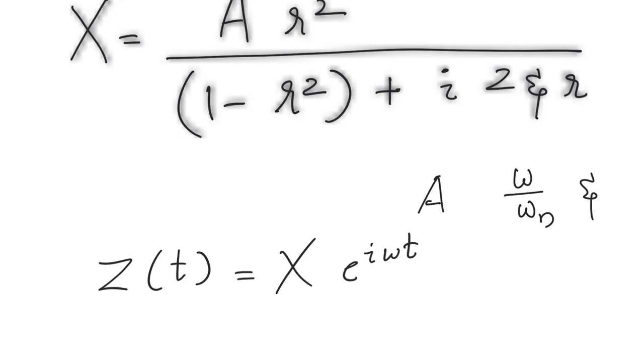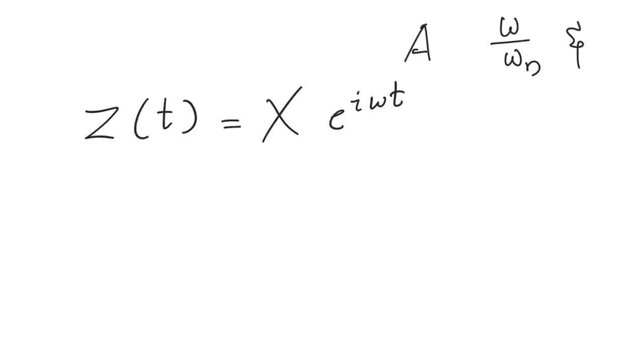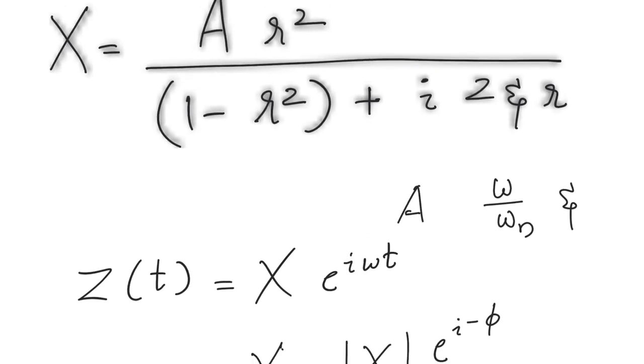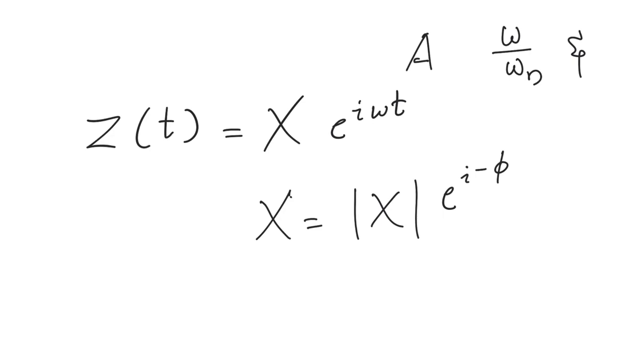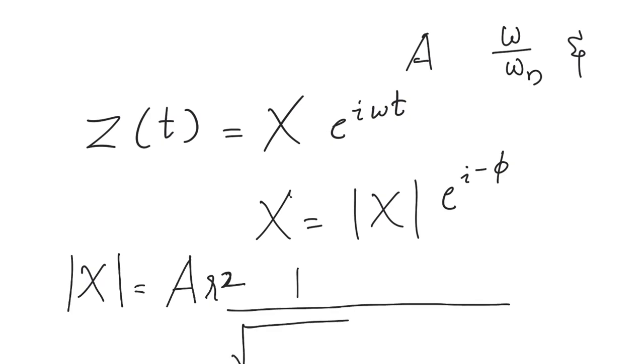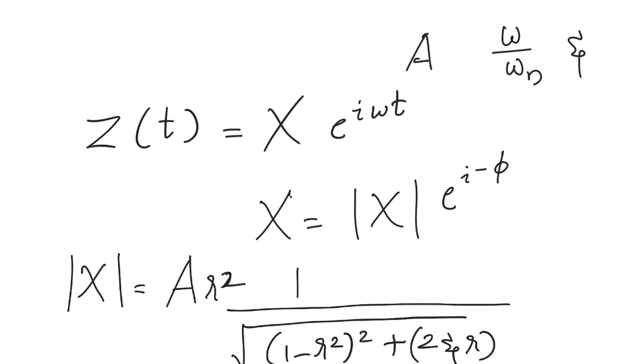If I write the complex number capital X in this way, like capital X is equal to, let's say, mod X, which denotes the magnitude, and e raised minus i phi, then since this is the complex number right over here, the magnitude, mod of X, will be A r square, the numerator as such, and in the denominator root of 1 minus r square whole square plus 2 zeta r whole square.